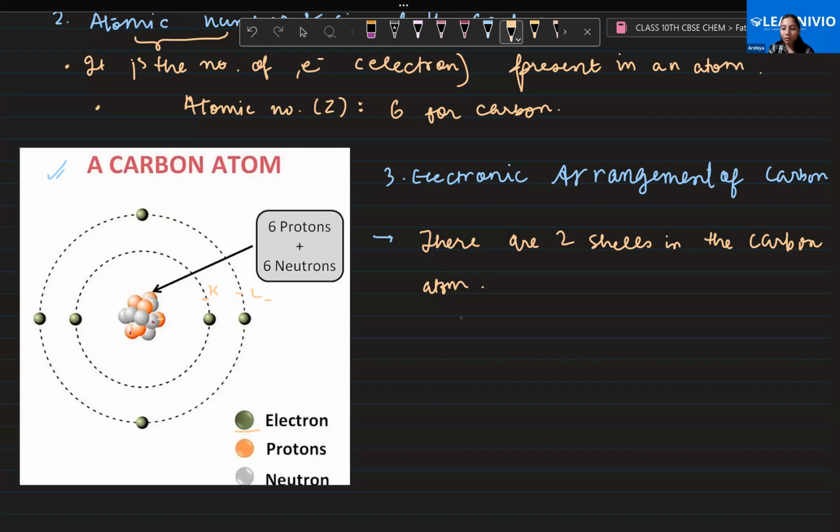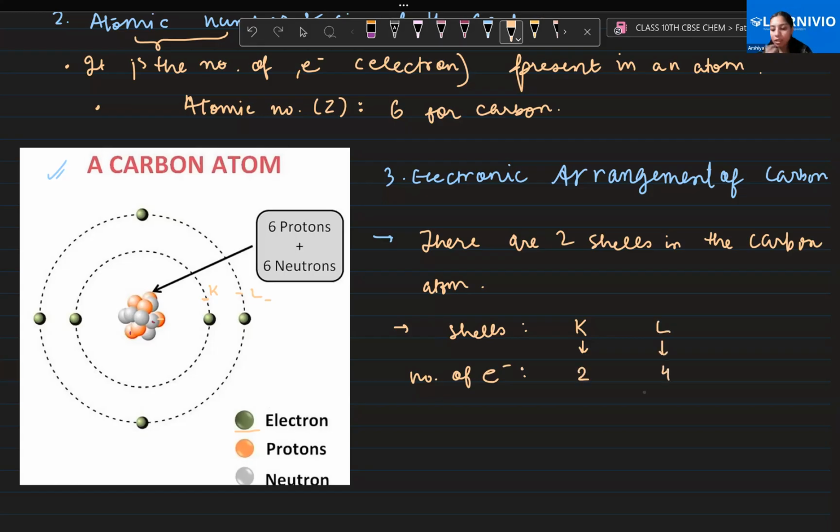In K, we have two electrons, and in L, how many electrons do we have? Four. So shells and number of electrons. In the shell K, we have two electrons, and in shell L, we have four electrons.